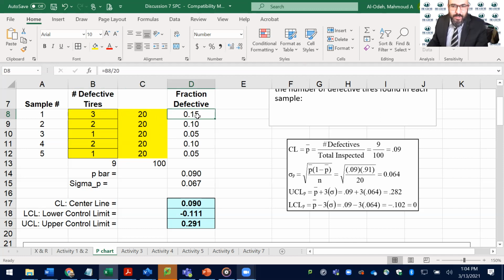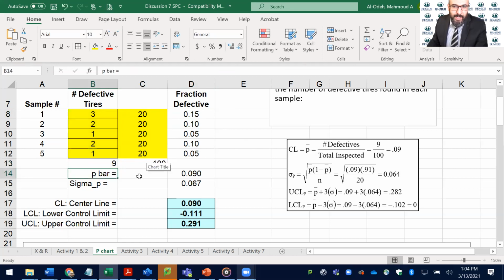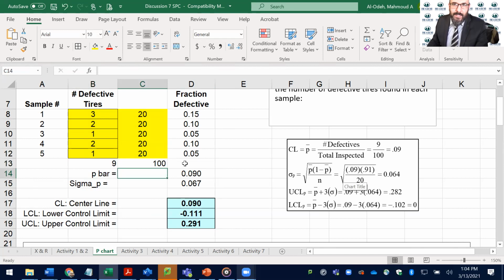So now we need to find out the average of the defective, which would be the number of the defectives. Add these together, that would be 9. Adding these numbers, 3 plus 2 plus 1 plus 2 plus 1, and divided by the total inspected. So that would be 9% expected to have a defective in your production line here. So the P bar, which is the average of the defective percentage, would be 0.09.